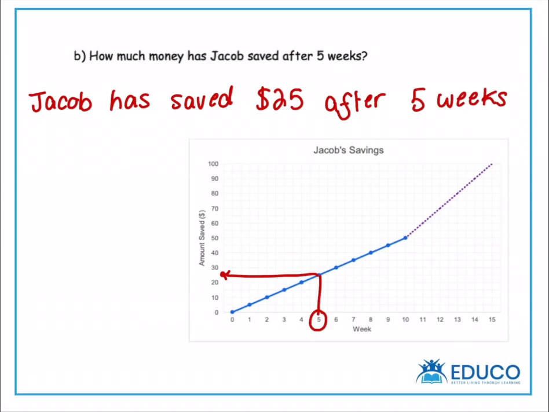Again, we look and we find the number 5 on our x-axis, and then that lines up with 25 on our y-axis, and that's this question all done.